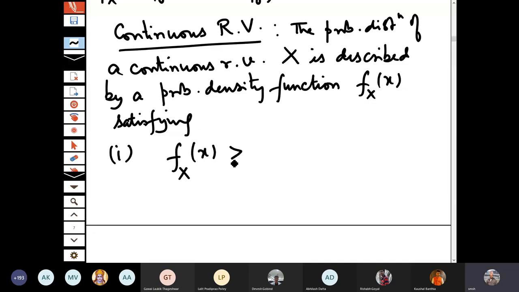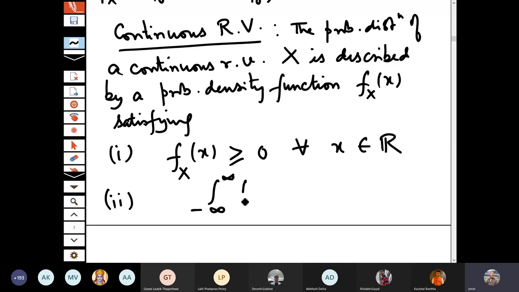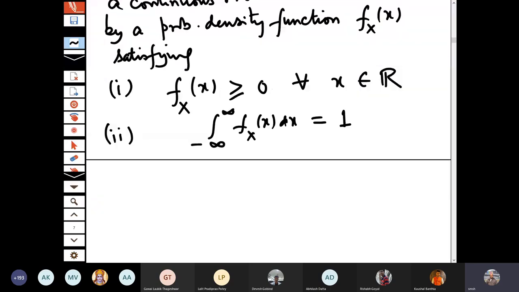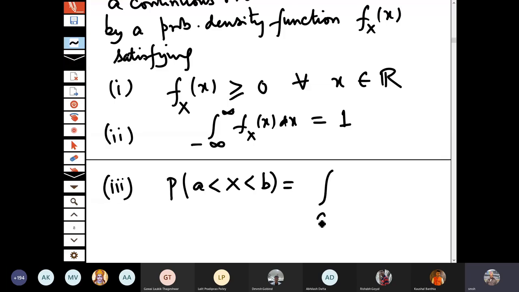this is a non-negative function for all real values. Second is that the integral of the density function is 1. And the third is that probability of any interval is evaluated by integrating the density function over that interval.